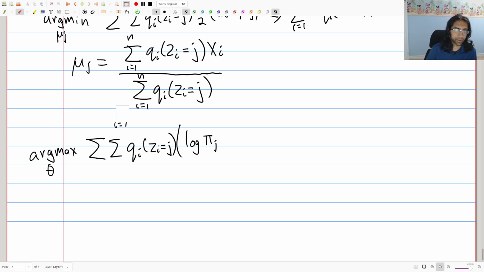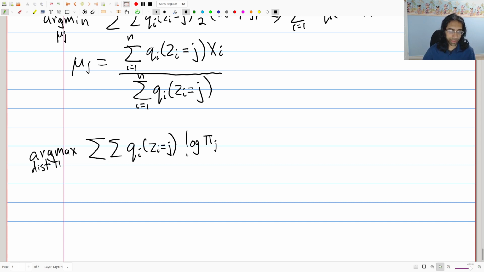Let me get rid of some of these things we took along with us. Okay, whatever. Anyway, this is what we have here. We are now trying to optimize this over distributions pi j. Sorry, let me just say distributions pi.